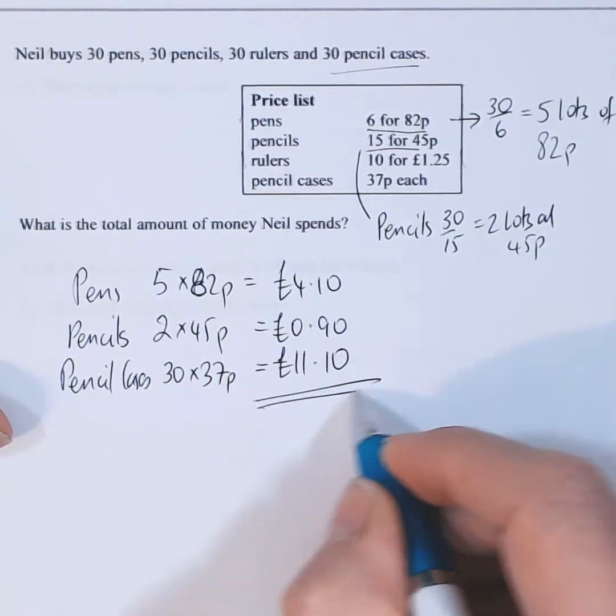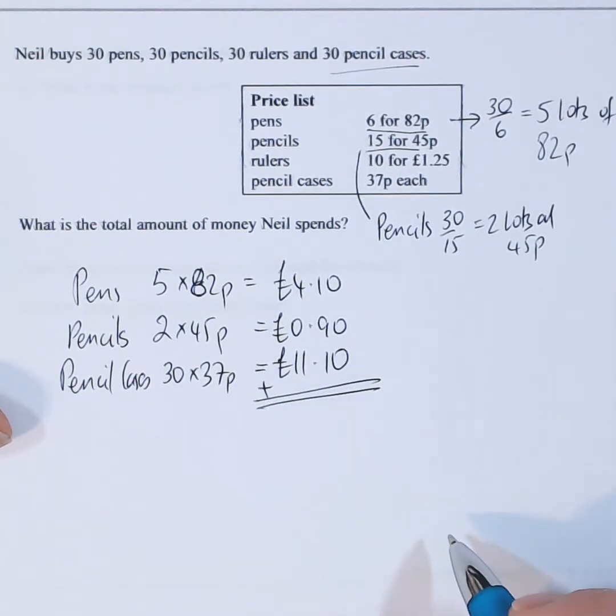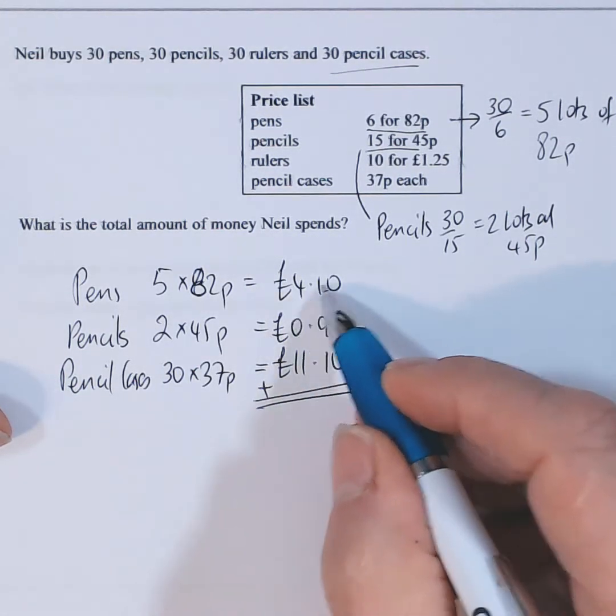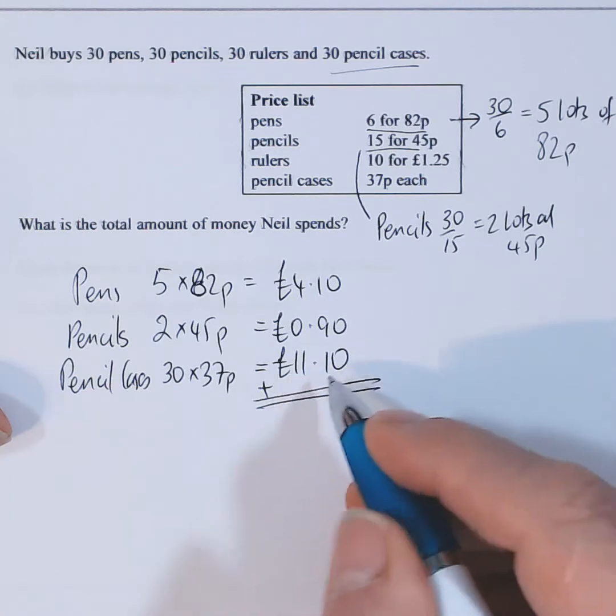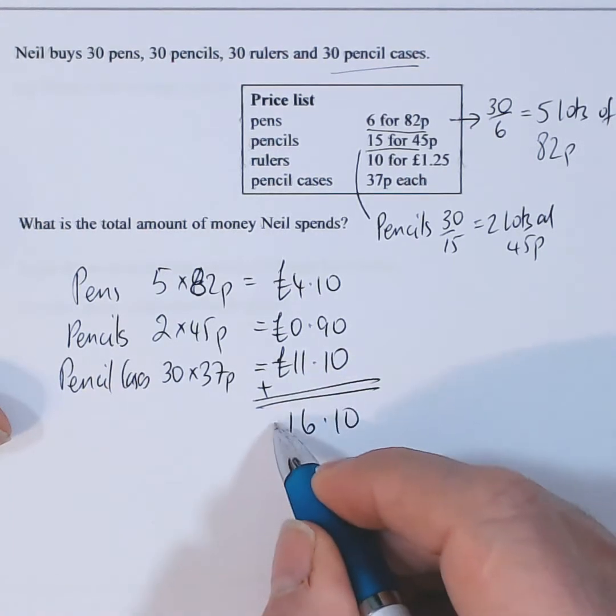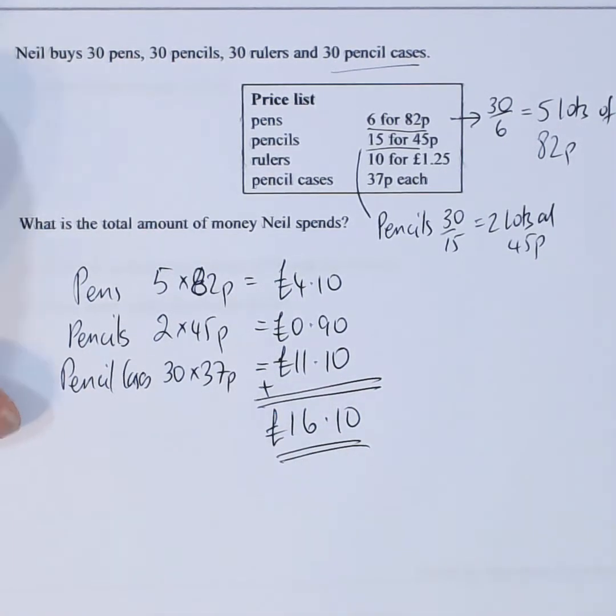And then when we add those together, we'll get the total cost that he spent. So £4.10, £5, £16, so £16 and 10p. Now you'd use your calculators, guys, and hopefully you get the same answer.